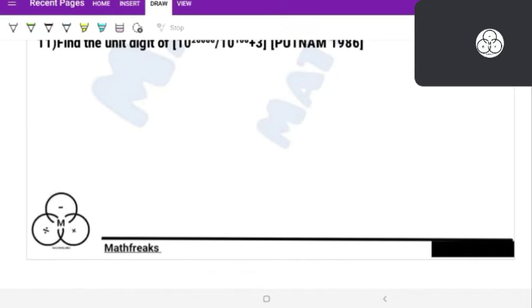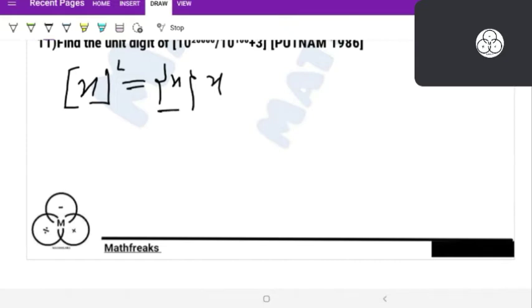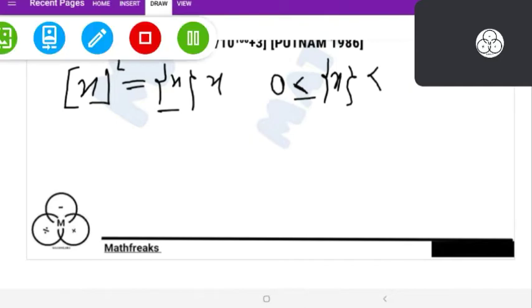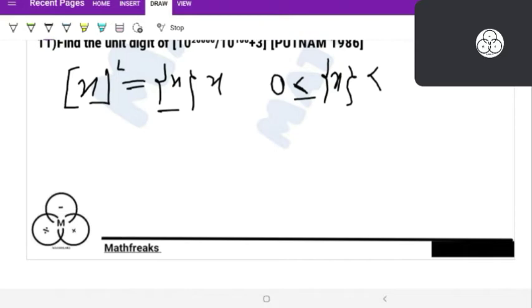What is given in the question is very easy: box x squared equals curly x into x. Now, whenever we see this curly x, the first thing that comes to my mind is that curly x lies between 0 and 1. Now we will use this simple idea to solve the question.